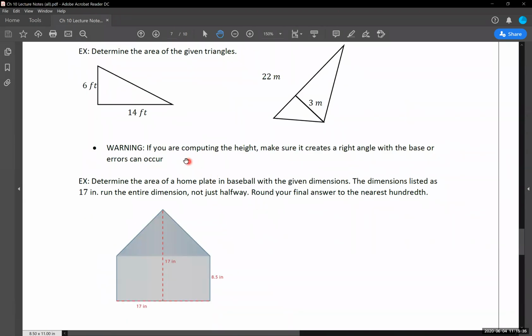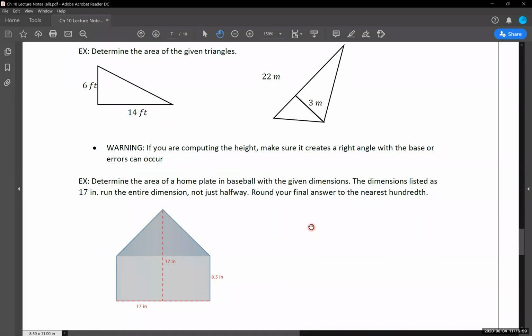So again, just this warning again to everyone, if you're computing the height, make sure it creates a right angle with the base, or errors can and will occur with this. So just be mindful of what you're identifying the height to be. Don't just arbitrarily choose, well, that's a number, and I'm going to write that in there. Just make sure you're being methodical about it. But something like this or either of these would probably be something I could give you on the test.